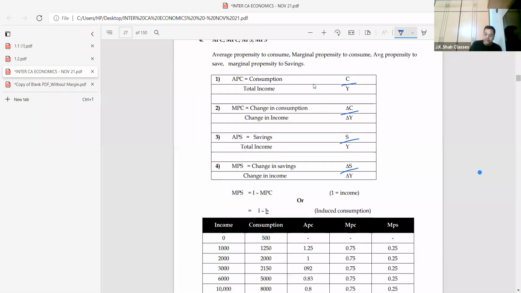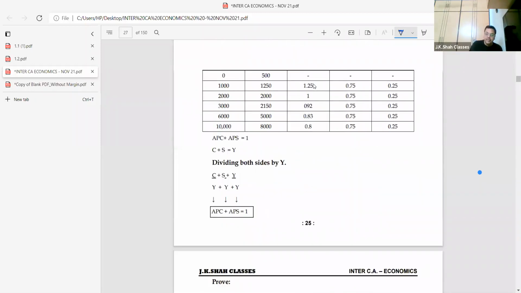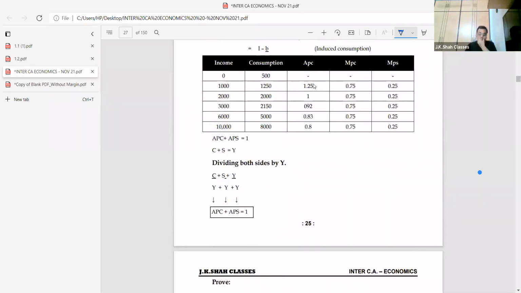Now let's go ahead. Look at this table, students. Come on, all of you. Income is 0, consumption is 500. All of you, please pay attention. When income is 0, consumption is 500, students, APC, MPC, MPS, nothing is to be written. Reason: your income only is 0. So the story will start from the second case.